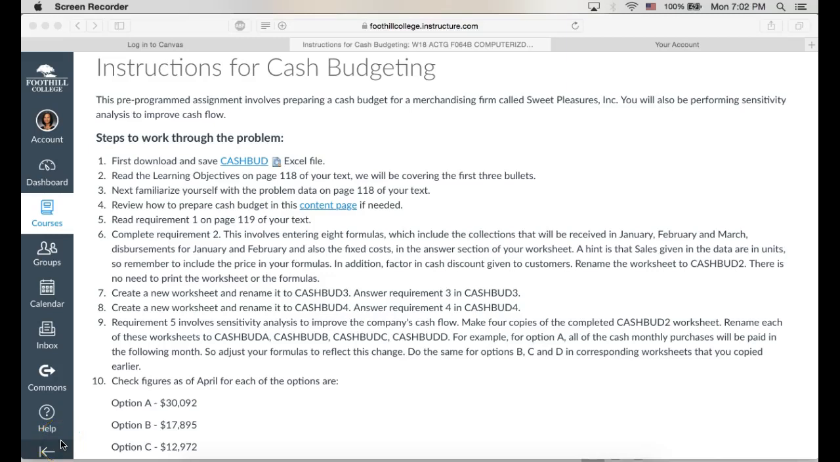Hi everyone. I'm trying to record some videos for cash budgeting. I'm working on step number 6 in my instructions on Canvas, and that would be requirement number 2 in your text. And if you're on step number 6, you should have downloaded and saved the cash budget Excel file on your computer. And let me go there.